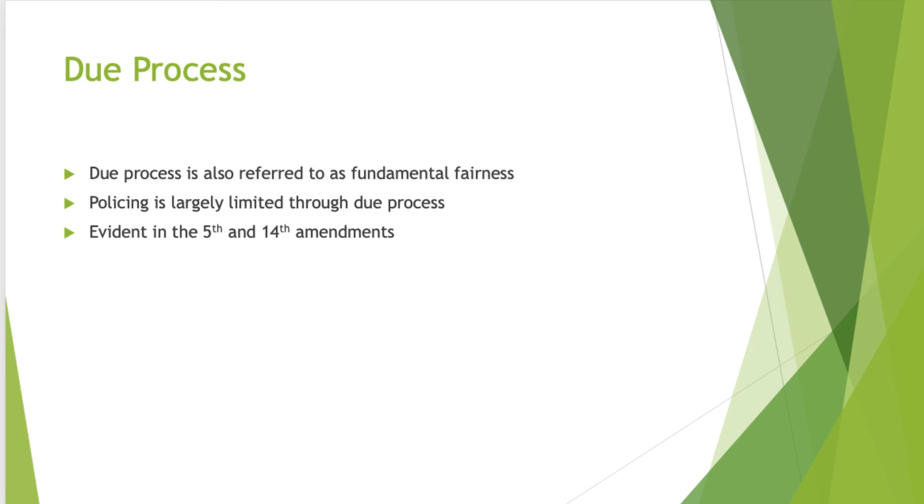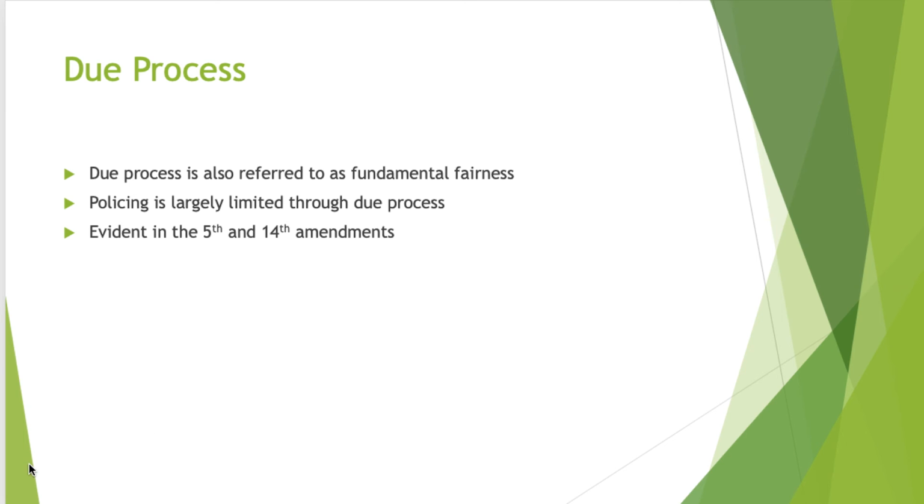Each of these, the 5th and the 14th, refers to different powers, either federal or state. The 5th is due process, and it applies to federal powers, so anything federally related. It refers to the federal policing powers and limits them through due process, while the 14th is on the state level, and it gives states the power to police, but limits it through, of course, due process.